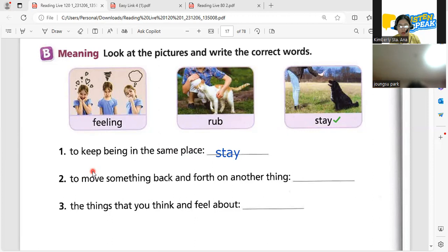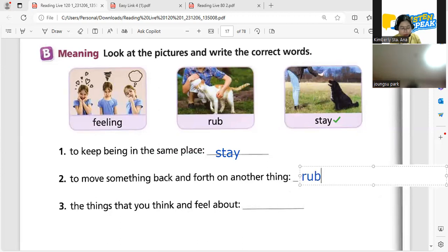To move something back and forth on another thing. To move. What is that, Jimin? To move something back and forth. Is it feeling or rub? Rub, good job.